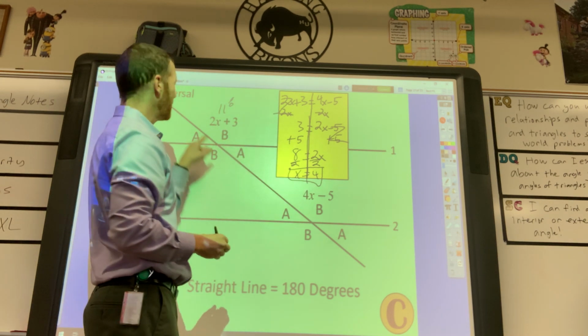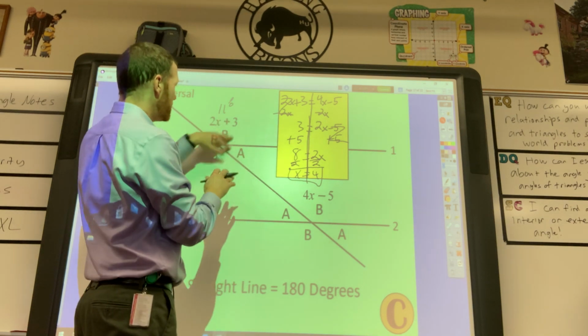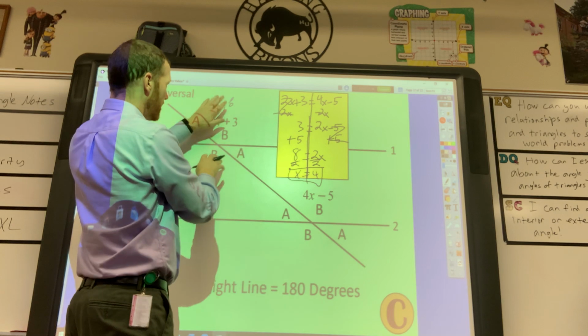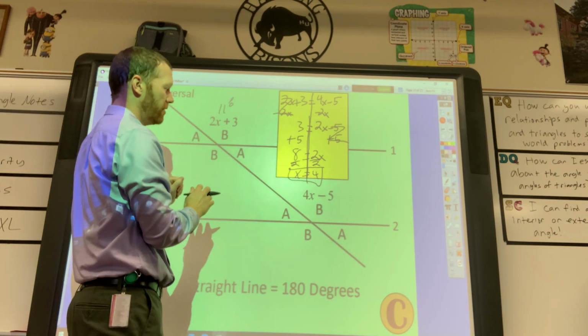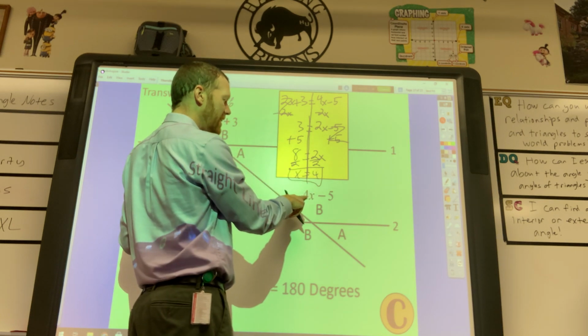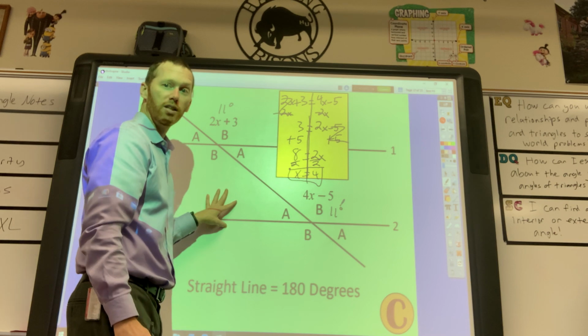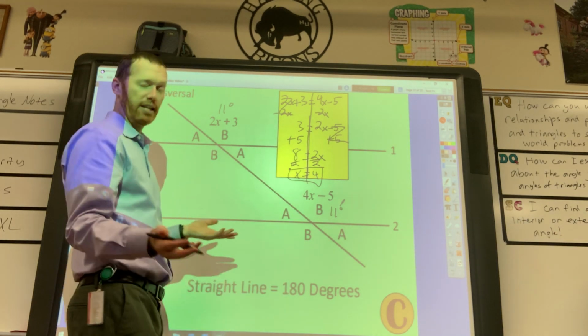Now, don't get freaked out, because that's not an 11-degree angle. That's way too big. But we're just pretending that it is, because the math would call it an 11-degree angle. And then over here, 4 times x, 4 times 4 is 16. 16 minus 5 is also 11. Look at that. 2 11-degree angles, and then we could fill in everything else.